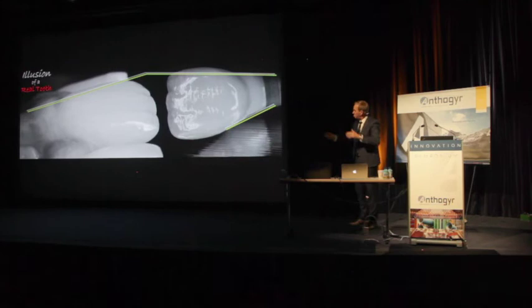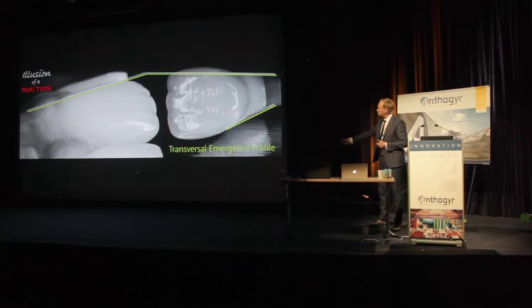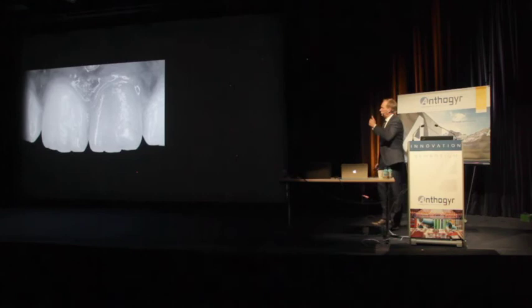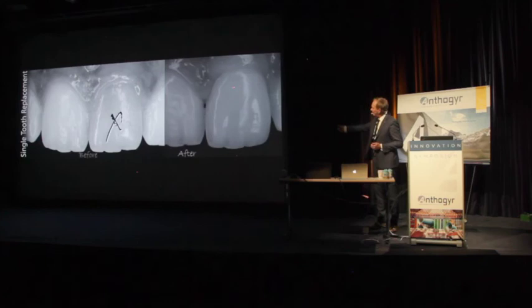Still with the old school connection, still with an emergence profile going wide. An imitation of a tooth. I call this a transversal emergence profile. And this is how it looks. X-ray. You can still see some of the biomaterial. But I was proud. I went from here, I thought about the mother of the patient, to here. And it really looked so much better.